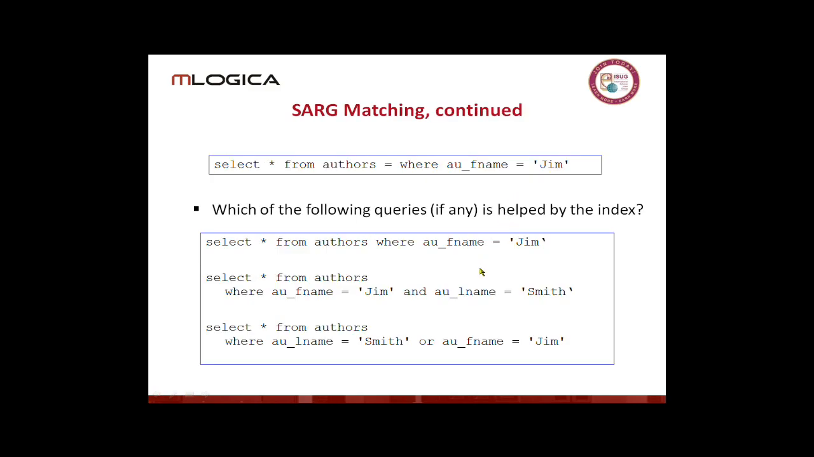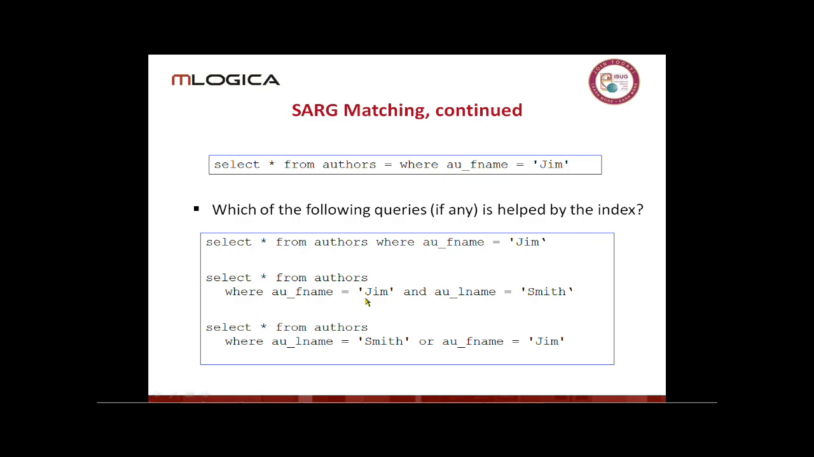So, SARG matching continued. Select star from the authors table where the author first name equals Jim. So the question here becomes, what are useful indexes for this? Well, sorry, this should actually have an index listed up here, and it has a name listed up here. I guess we have a little typo in the presentation materials. Let's just talk about these one at a time, and we'll come back up to them. What type of index is going to match select from authors where first name equals Jim? Well, this is going to best match an index on first name.